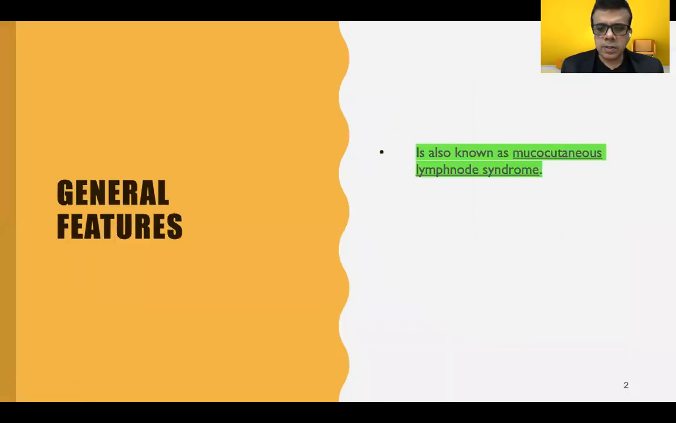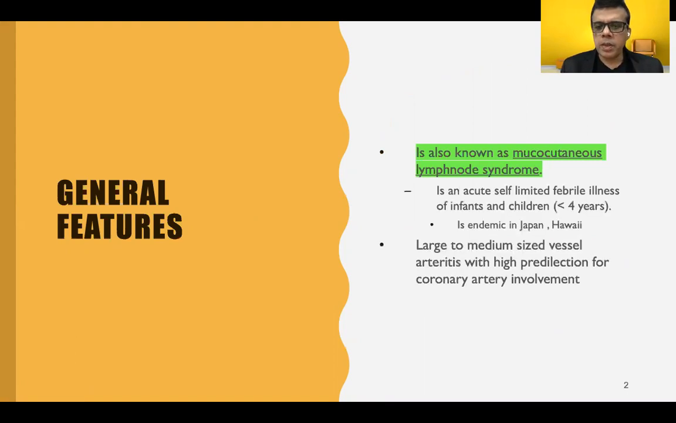So Kawasaki disease, known as mucocutaneous lymph node syndrome due to involvement of skin, mucous membrane, and lymph node involvement. It is an acute self-limited illness of age group generally less than 4 years, with 80 to 90% of the cases being limited to that age group. Started from Japan and now endemic in certain areas of the United States and also in other parts of the world. It is a large to medium-sized vessel arteritis with very high predilection for coronary artery involvement.